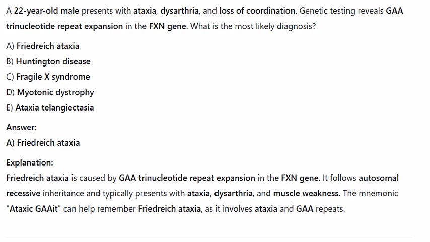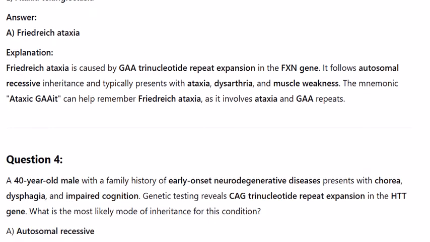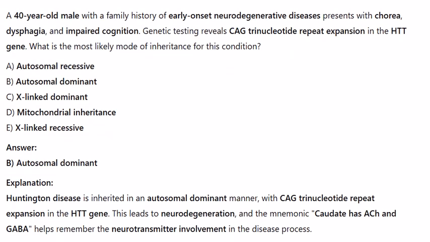Question 4. A 40-year-old male with a family history of early-onset neurodegenerative diseases presents with chorea, dysphagia, and impaired cognition. Genetic testing reveals CAG trinucleotide repeat expansion in the HTT gene. What is the most likely mode of inheritance for this condition? A. Autosomal recessive, B. Autosomal dominant, C. X-linked dominant, D. Mitochondrial inheritance, E. X-linked recessive. Answer B. Autosomal dominant.